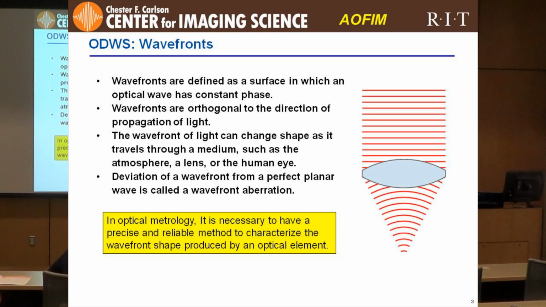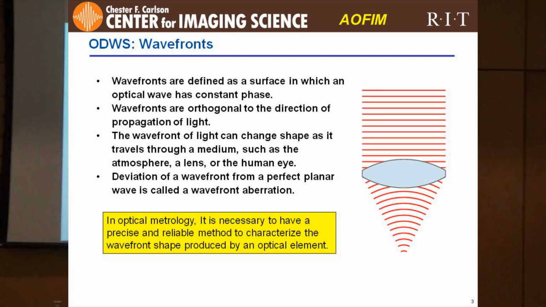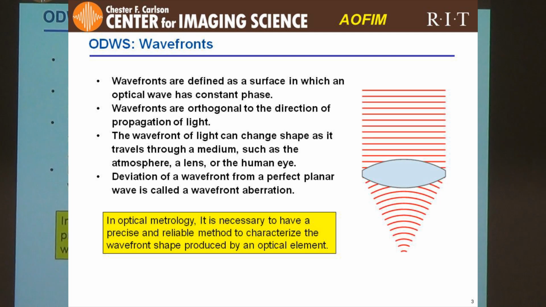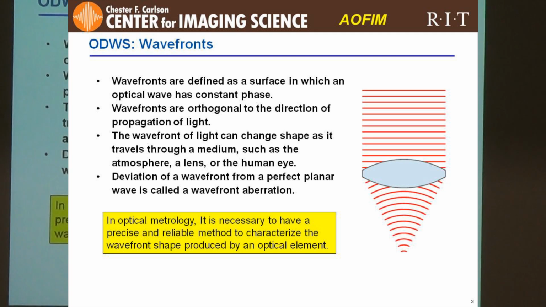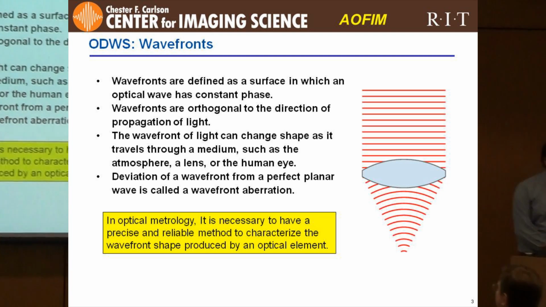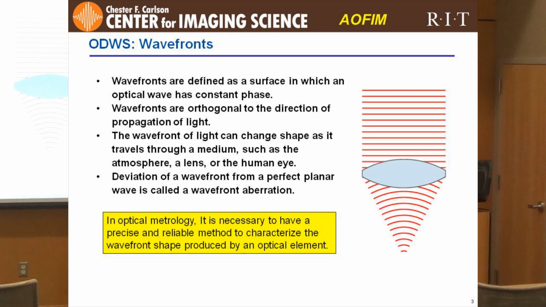So what is a wavefront? It's defined as a surface in which an optical wave has constant phase. It's orthogonal to the direction of light, as you can see in the animation on the right. It can change shape as it travels through a medium such as atmosphere, a lens, or the human eye. And a deviation of a wavefront from a planar wave is called a wavefront aberration. So as you can see, the thicker part of the lens slows down the light more than on the edges, and that's how you can focus down light.